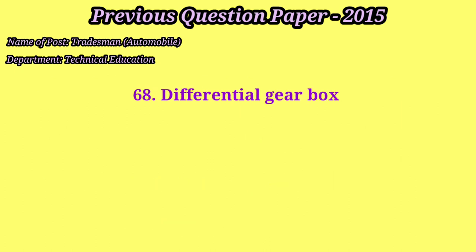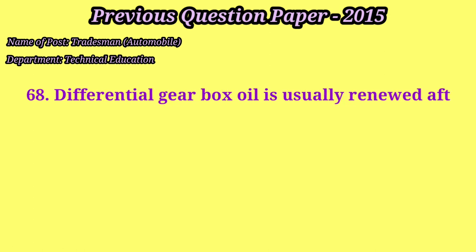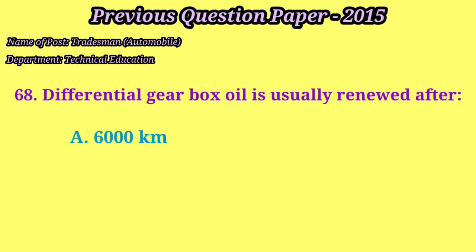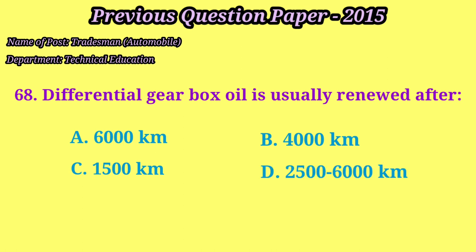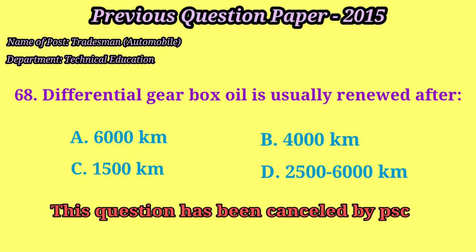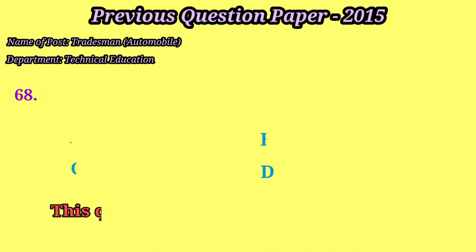68. Differential gearbox oil is usually renewed after A. 6,000 km. B. 4,000 km. C. 1,500 km. D. 2,500 to 6,000 km. This question has been cancelled by PSC.